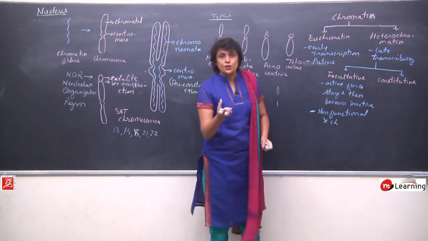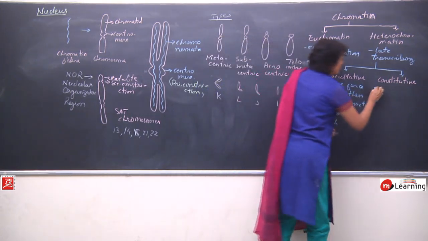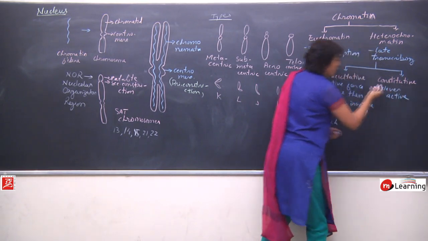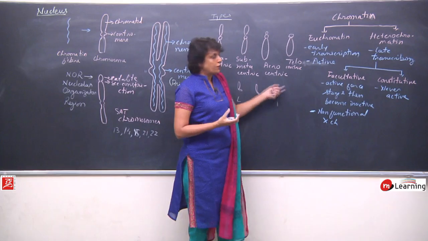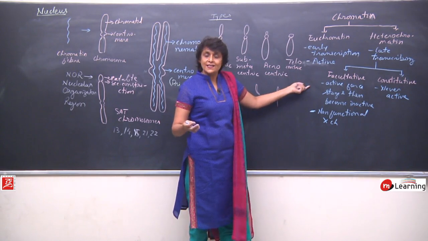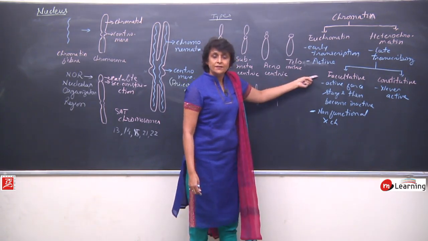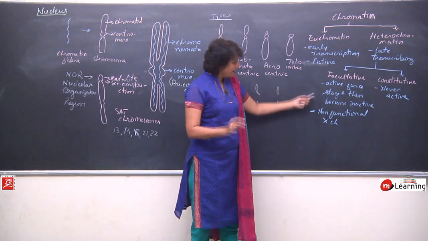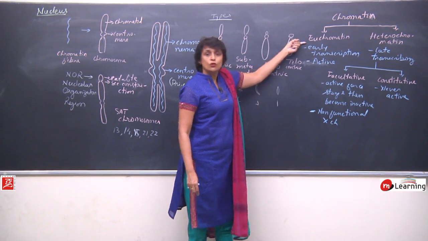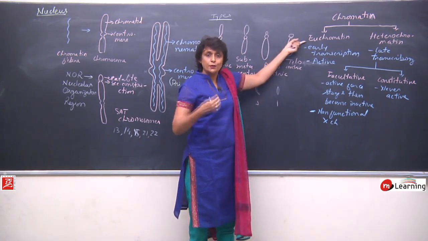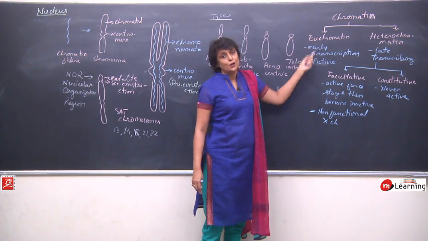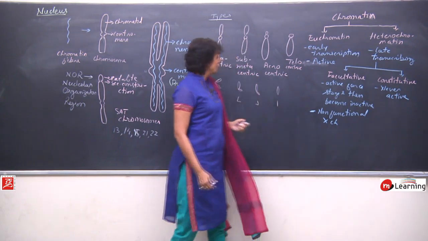Constitutive, they are just structural, they are never active. Constitutive means they are a part of our complete genome, but they are never going to get transcribed or translated into anything. Facultative, they are active only for a part of life and then they become non-functional. After that, they will never get active. And euchromatin is all the time active. So, whatever transcription and translation is taking place in our body, the euchromatin part is actually responsible for it.